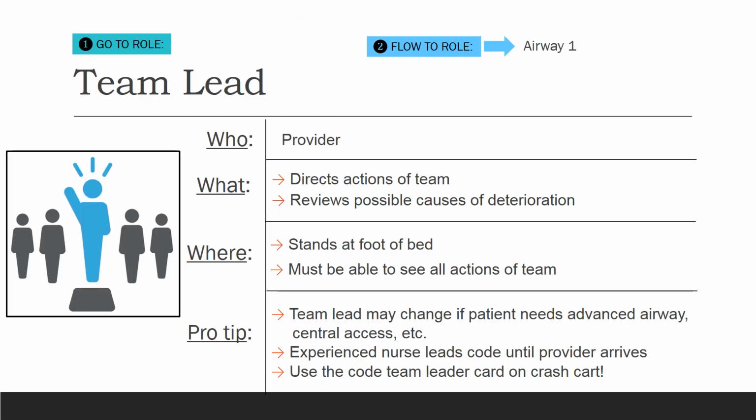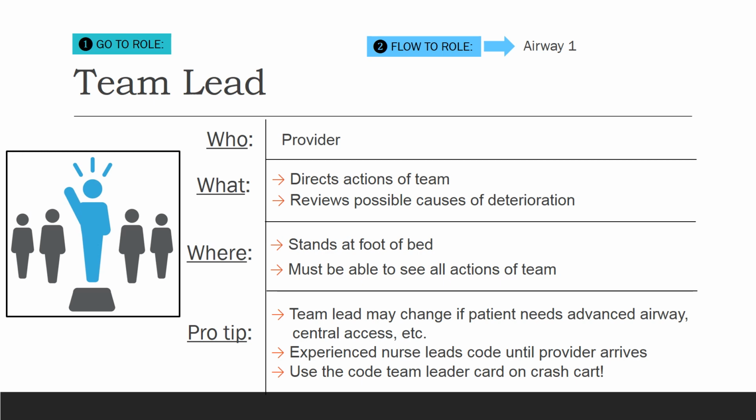The team leader should position themselves at the foot of the patient's bed so they are able to view the entire situation and also so they're in the easiest position for communication to direct the team. The Code Team Leader card will serve as a cognitive aid with the PALS algorithms printed on the card, while also serving to identify the leader and occupy their hand so they can focus on leading the team and not participating in specific tasks. The team lead will typically be the attending physician, ICU fellow, senior resident, or nurse practitioner.